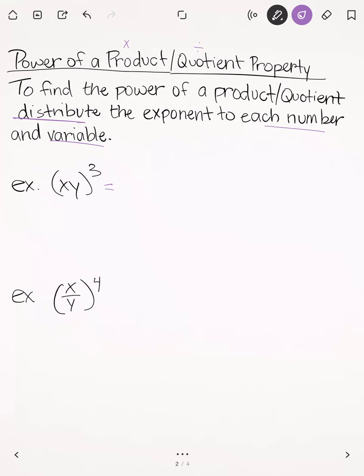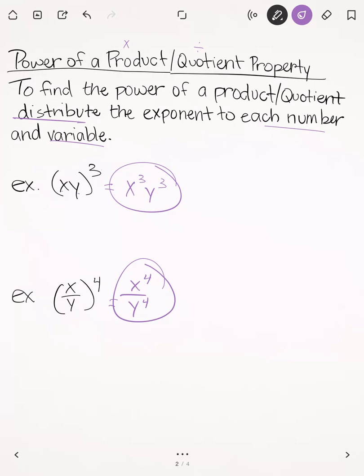So looking at our first example, this is an example of a product because we're multiplying x times y. All I'm going to do is give each variable the exponent of a 3. So that means x cubed, y cubed, and that would be it. Okay, the quotient, same concept, except now we're dividing x divided by y. Each variable, no matter where it is, on top or bottom of the fraction, it gets the exponent of a 4. So x to the 4th divided by y to the 4th.